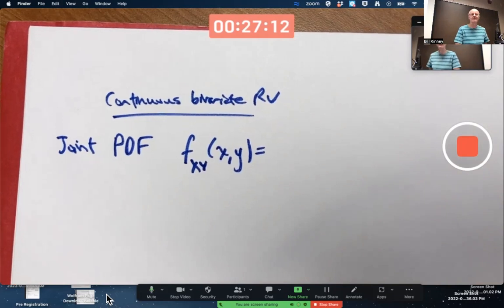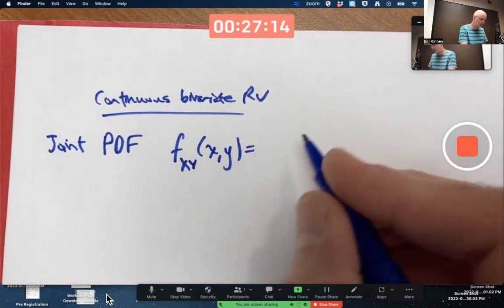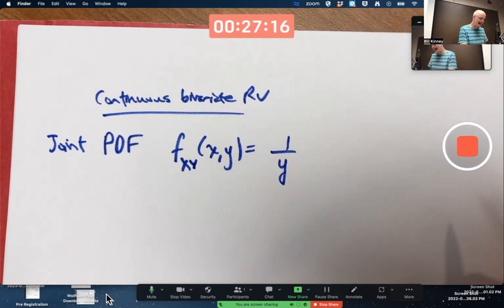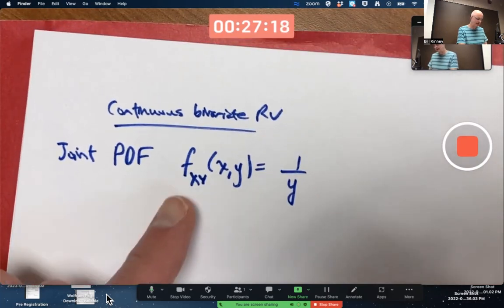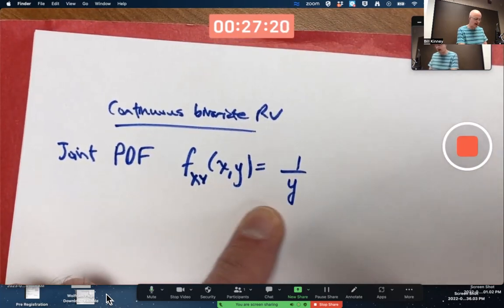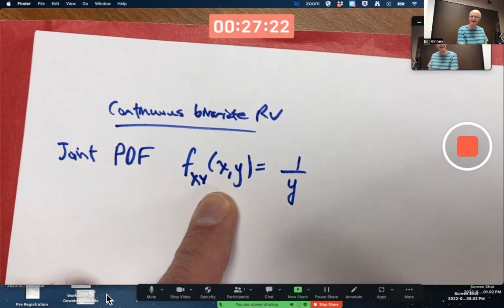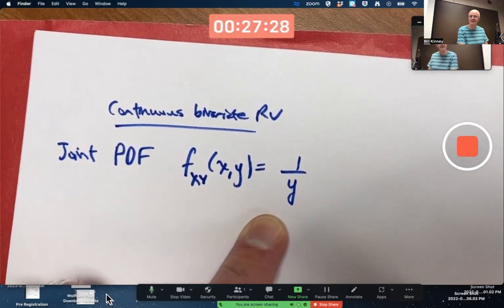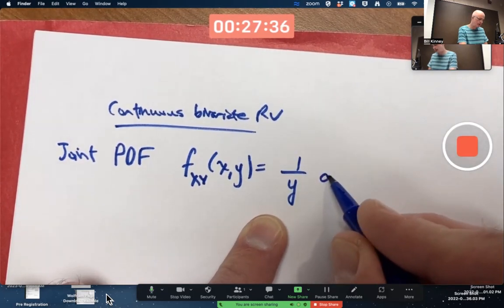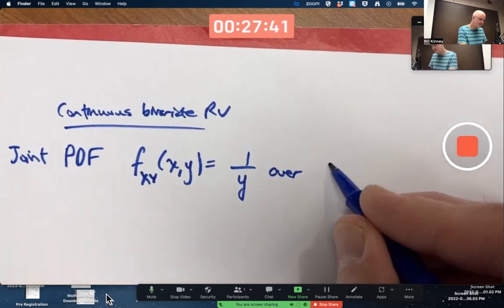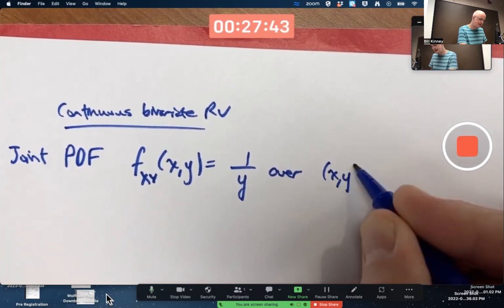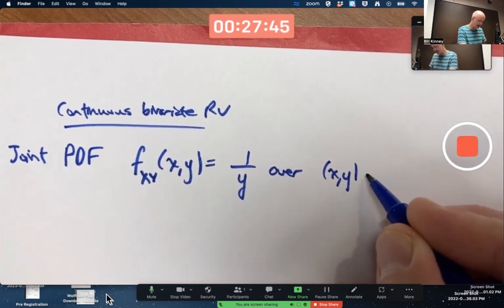If I let my joint PDF equal 1 over y, even though this only depends on y, over here I am going to put in of x as well. X doesn't affect the output of this function in the formula, but it is something to think about with respect to the domain. Over a domain, the points x, y are going to vary.